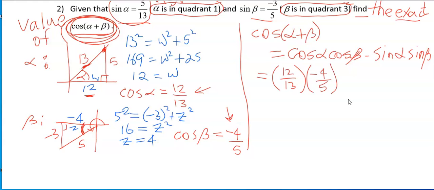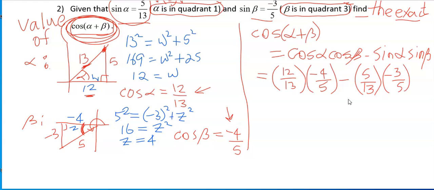Notice I'm leaving them as fractions. I'm leaving them exact. If radicals were involved, I'd be putting the radicals in here. Subtract. All right, what else do we have? The sine of alpha, which we were given at the beginning of the problem. That's just 5 over 13. I didn't have to calculate that. And then the sine of angle beta was negative 3 over 5.